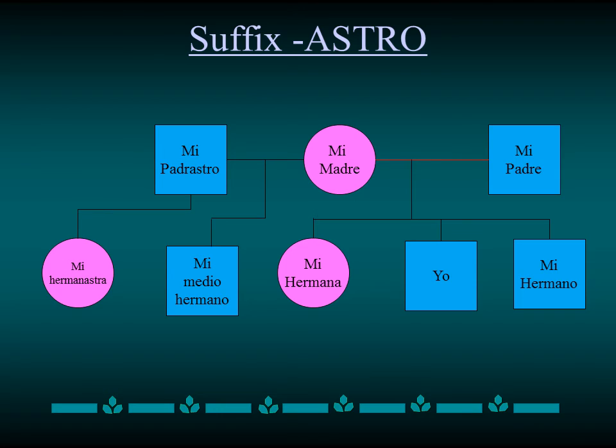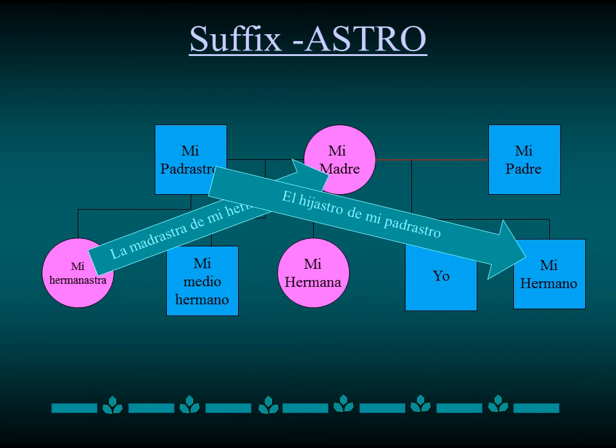Okay, let's look at some more relationships here. So we've got mi madre es la madrastra de mi hermanastra. So my mother is the stepmother of my stepsister. La madrastra de mi hermanastra. Y mi hermano es el hijastro de mi padrastro. So my brother es el hijastro. Remember, hijo is child, son. So stepson is hijastro de mi padrastro. Pero yo también, yo soy el hijastro de mi padrastro, right? I'm the stepson of my stepfather.